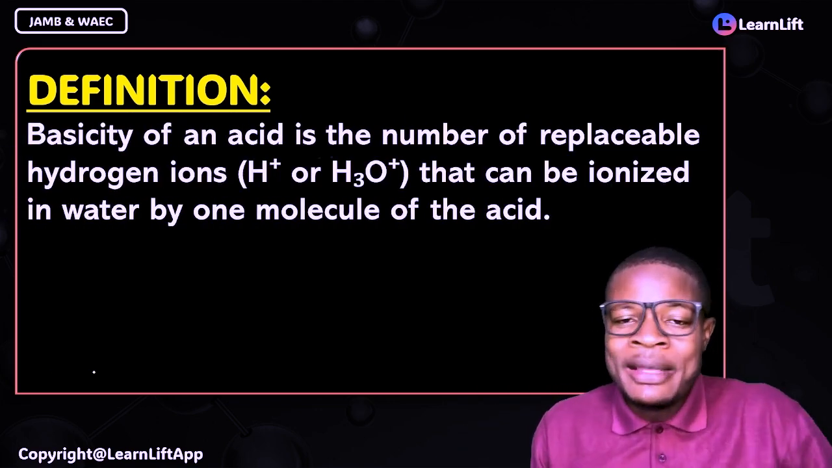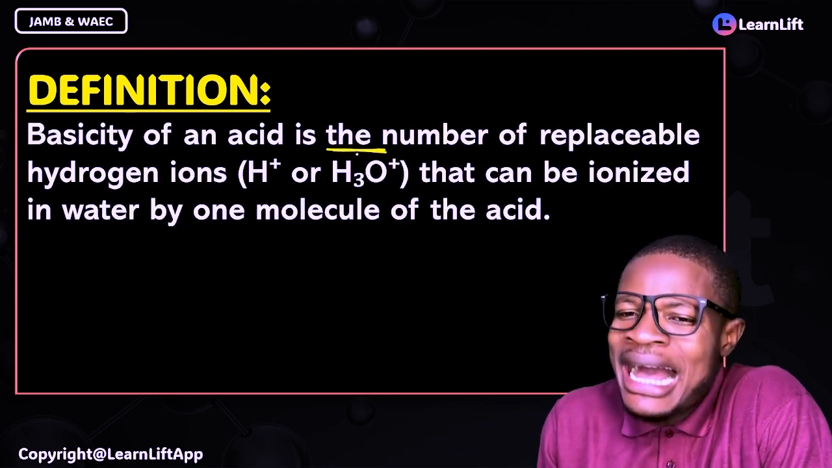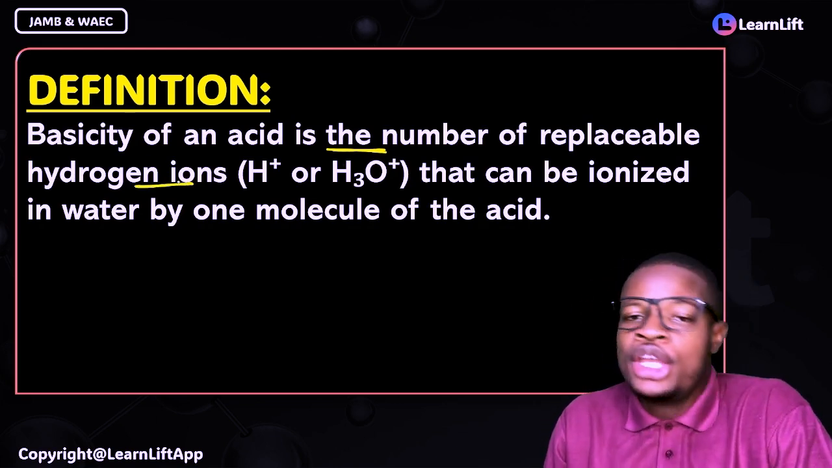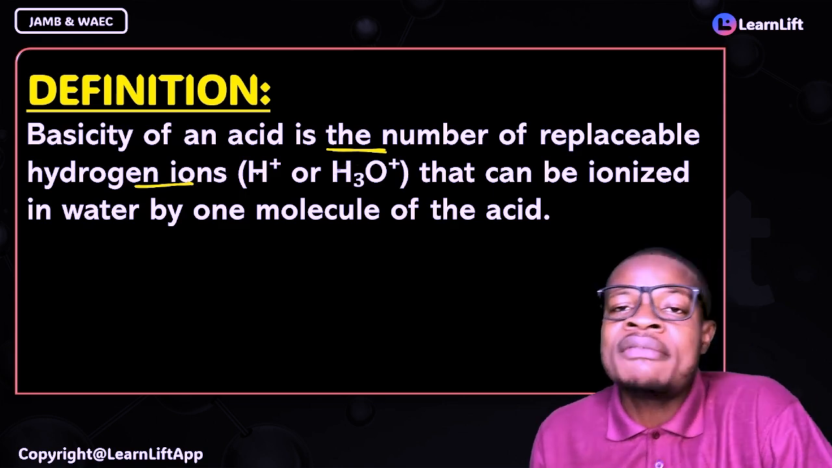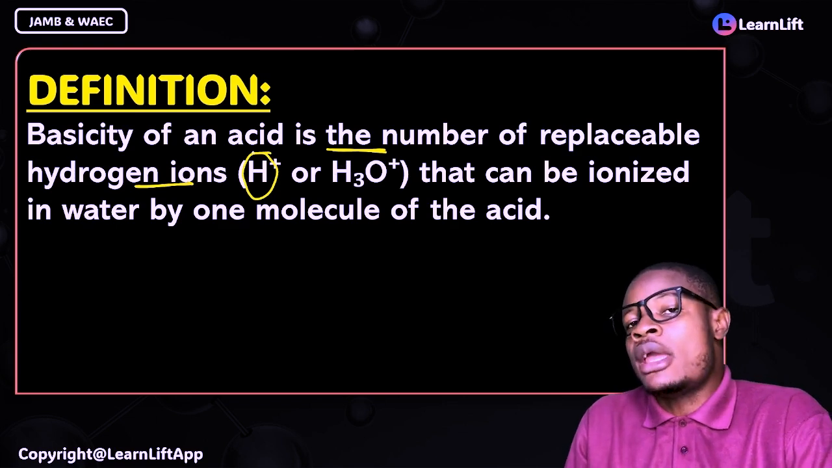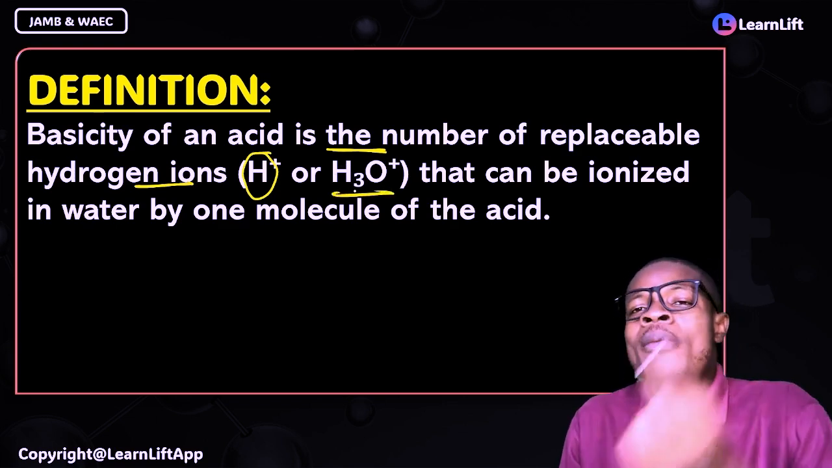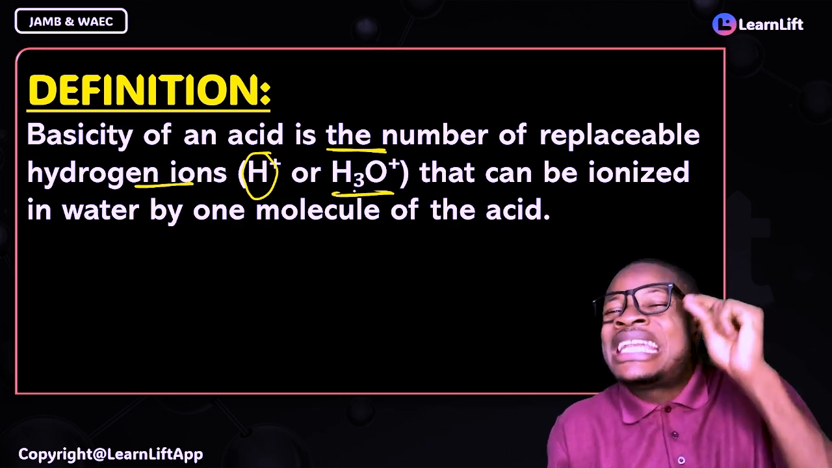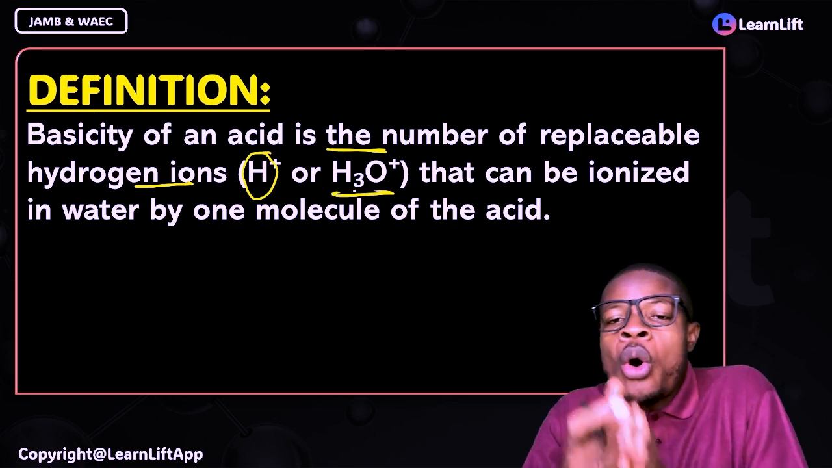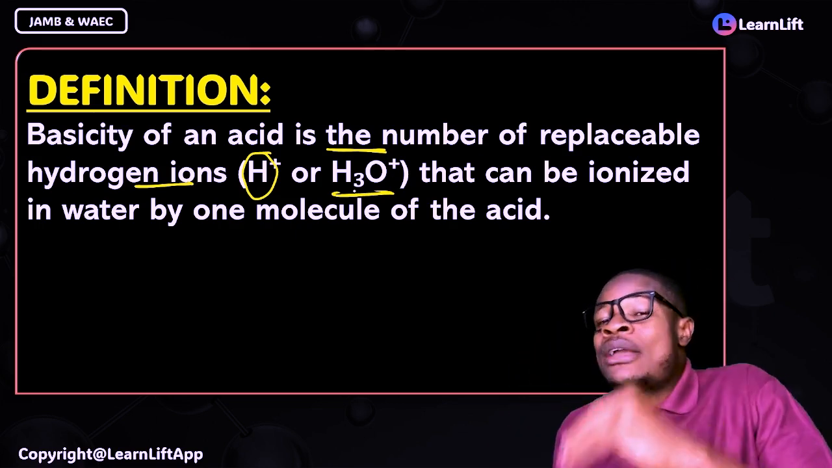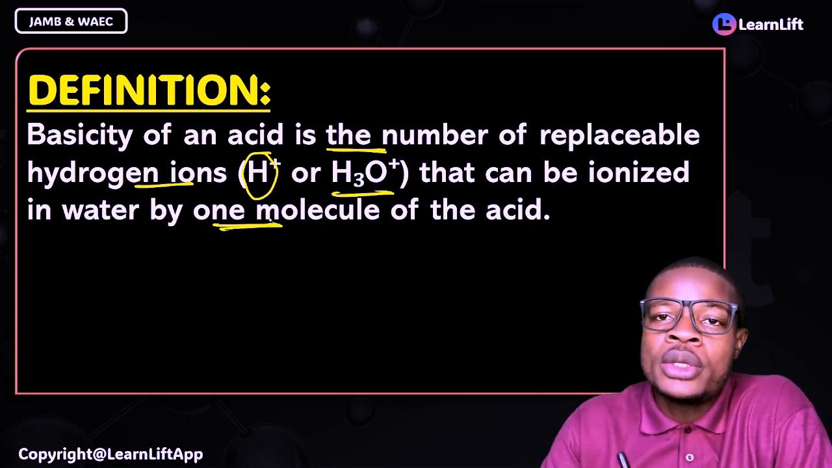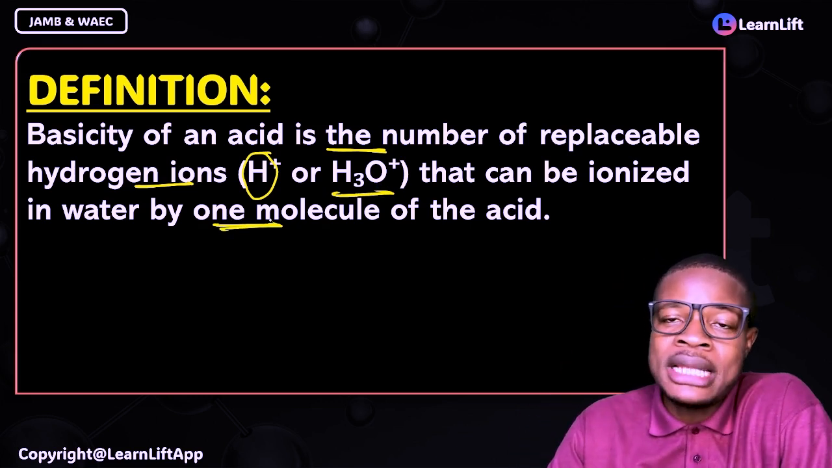Basicity of an acid simply means the number of replaceable hydrogen ions. In other words, let's say we have an acid. How many hydrogen ions are replaceable there, or hydronium ions, that can be ionized in water? So the number of replaceable hydrogen ions or hydronium ions that can be ionized in water by one molecule of the acid, that's what we call basicity of the substance or the acid.